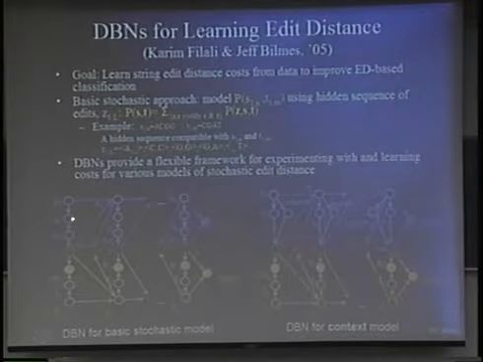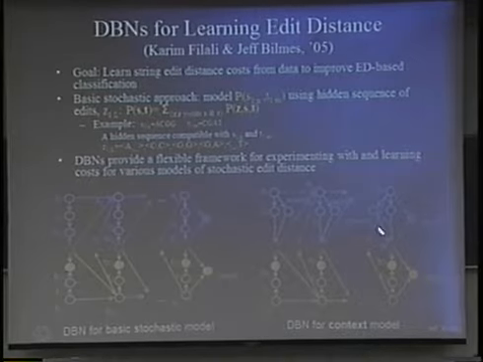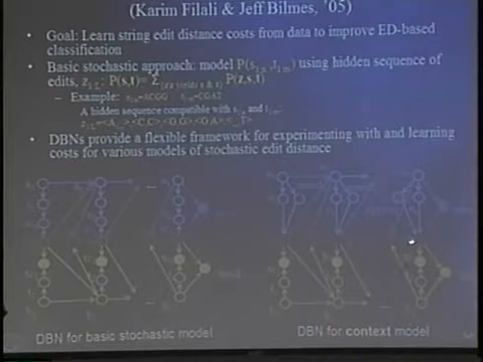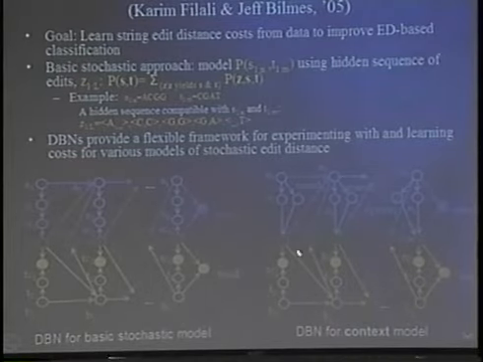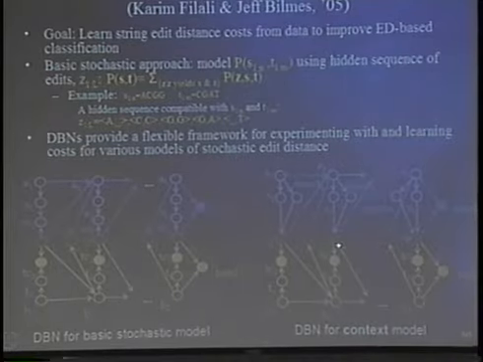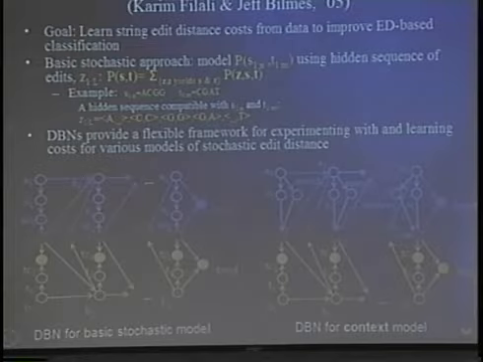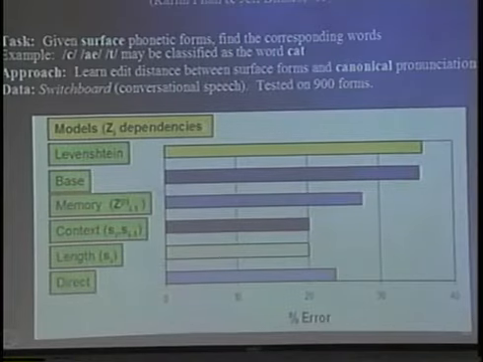And we have various dynamic Bayesian networks for this. It's a little hard to see on the screen, but this is one that actually worked quite well. It imposes a context, so the edit operations themselves are conditioned on the context, which consists of both the source token at the current time and the source token at the next time. And this actually worked extremely well.